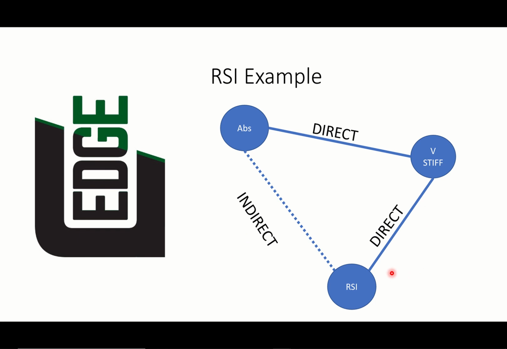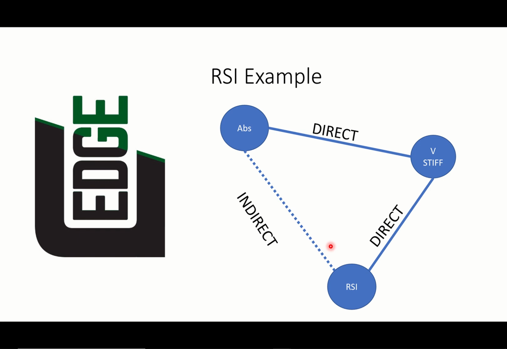So here's an RSI example of an indirect relationship. We kind of just mentioned one earlier, but I'll go into it again. We have absolute strength or relative strength. That's related to vertical stiffness. And vertical stiffness is directly related to RSI. But RSI is not directly related to your absolute strength, say, of a squat. So we have direct and indirect. And what's key here is at times we don't appreciate these indirect relationships.